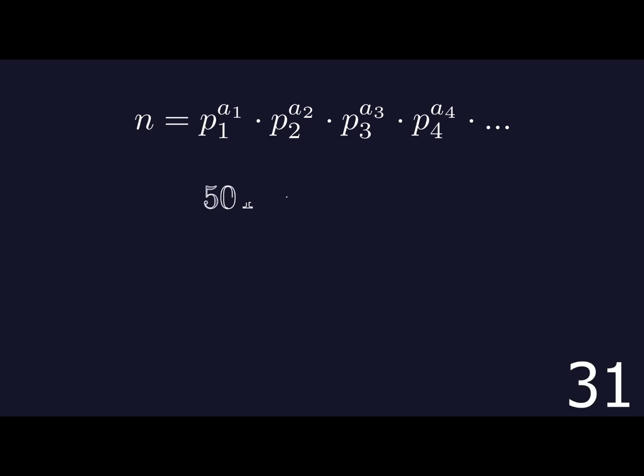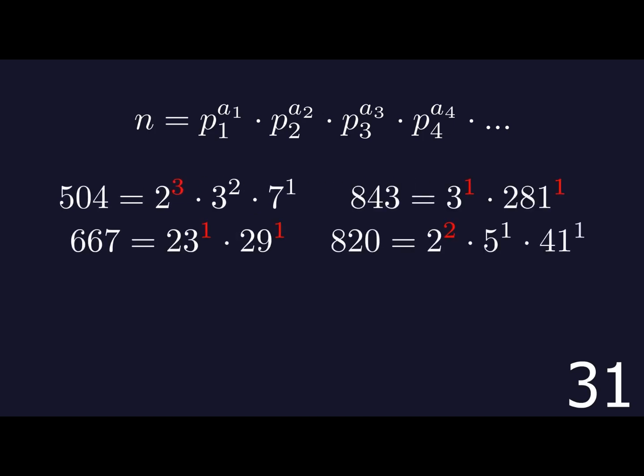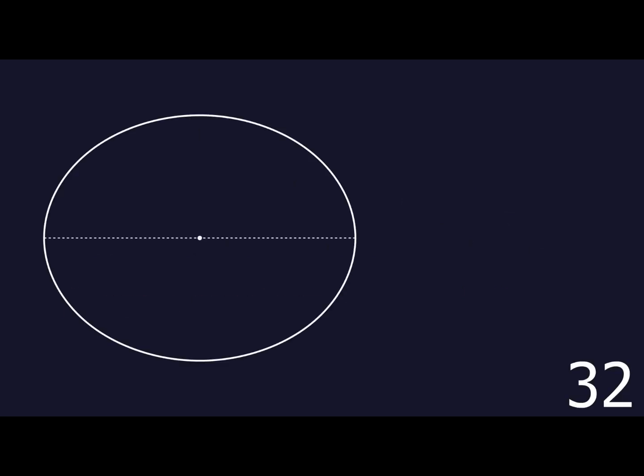Every natural number can be written as a product of primes raised to some powers. For example, 504 can be expressed as this product. In this case, the largest exponent is 3. On average, the largest exponent appearing in the prime factorization of any natural number is approximately 1.7 and is known as Niven's constant.